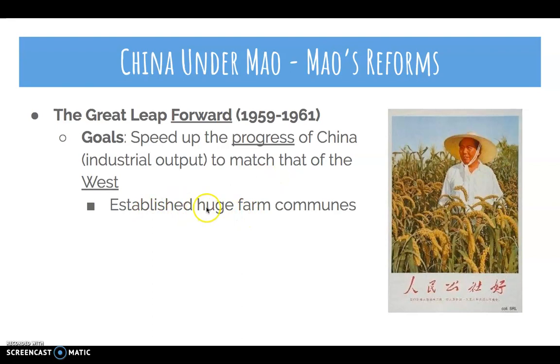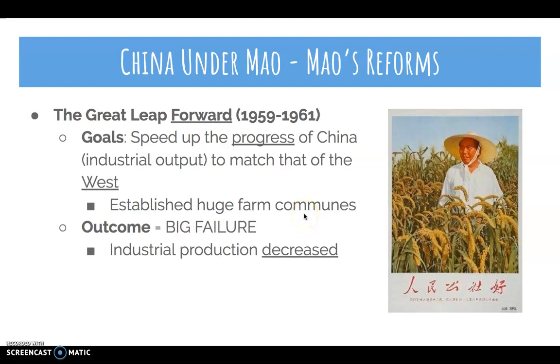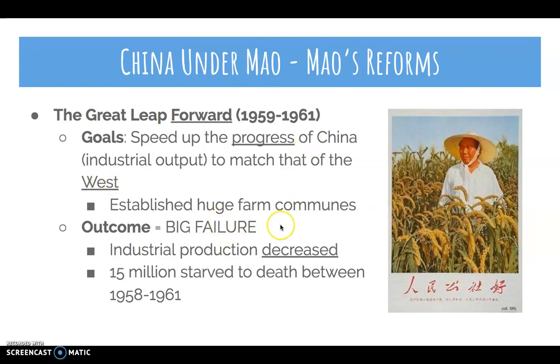So, establishing these large farm communes where the people of China would get together to produce crops to then sell to the rest of the world. This was a huge failure. This actually hurt Mao and his support during this time period, in large part because industrial production actually decreased. It led to fewer things being produced. And because of that, 15 million people are going to starve to death during the time of the Great Leap Forward. This communist structure was just not up to the task of producing for the large population of China.